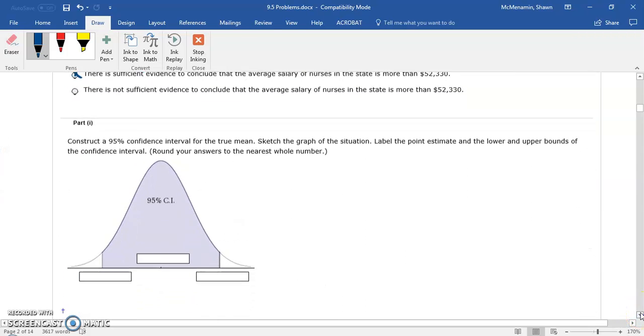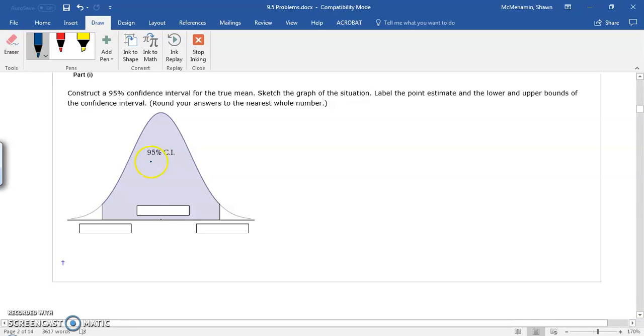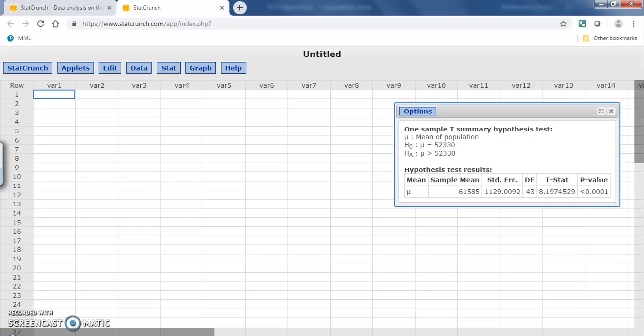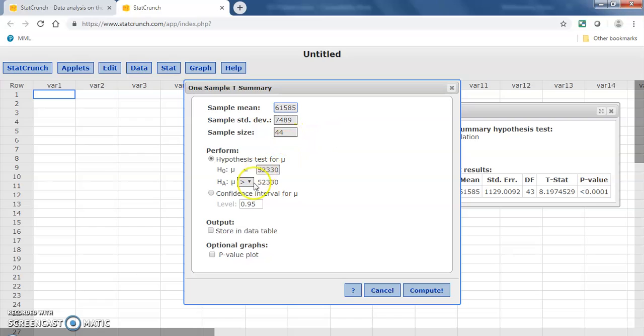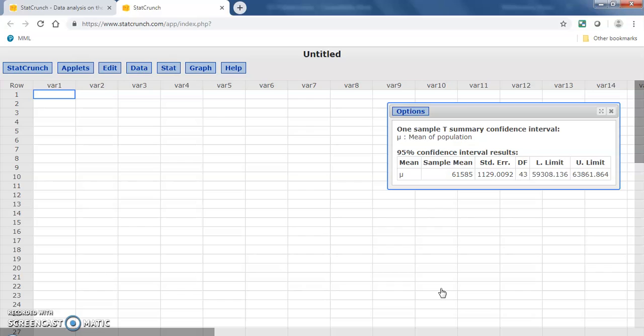Construct a 95% confidence interval. The confidence interval is based off your sample. Your sample was 61,585. To construct the confidence interval, we did that by hand, but for this test we can use StatCrunch, go to Options, Edit, and then we're doing a confidence interval, and it's 0.95, and you see the confidence interval is based off this data, your sample, and then you compute, and you get 59. It wants us to round to the nearest whole number, so 59,308, 63,862.